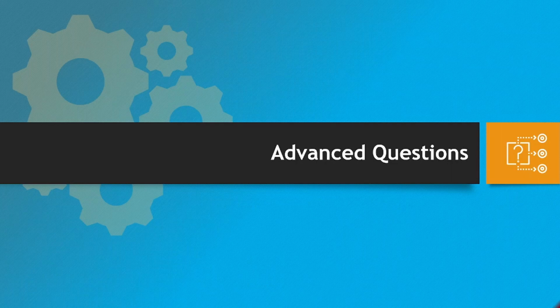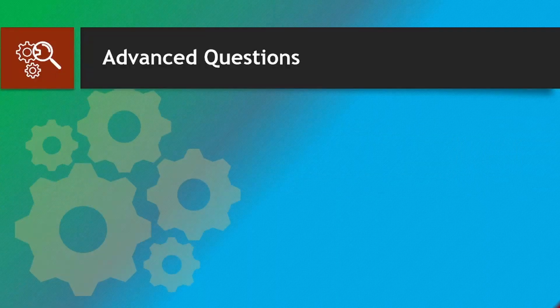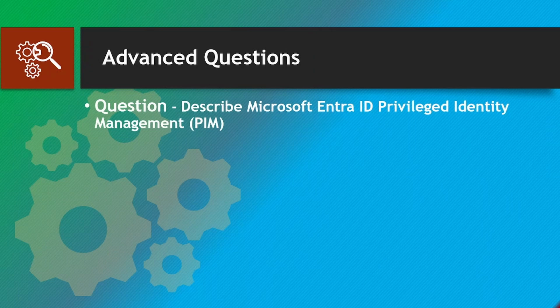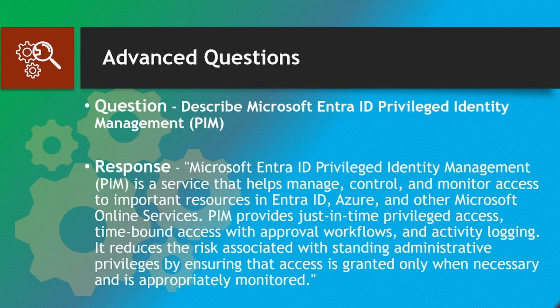Now, let's move to advanced questions, and this will have a bit more complexity on the technical side. So the first question could be, describe Microsoft Entra ID Privileged Identity Management, PIM. Microsoft Entra ID Privileged Identity Management PIM is a service that helps manage, control, and monitor access to important resources in Entra ID, Azure, and other Microsoft online services. PIM provides just-in-time privileged access, time-bound access with approval workflow, and activity logging. It reduces the risk associated with standing administrative privilege by ensuring that access is granted only when necessary and is appropriately monitored.